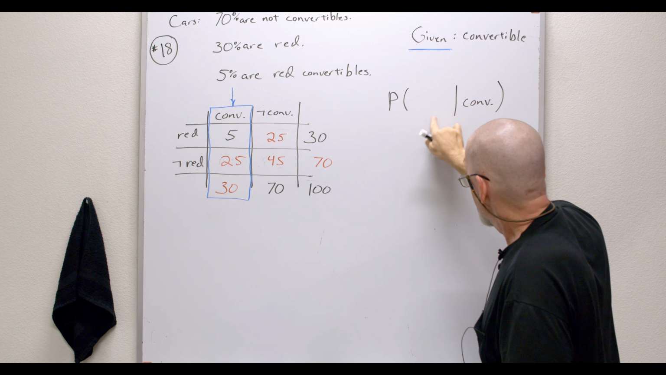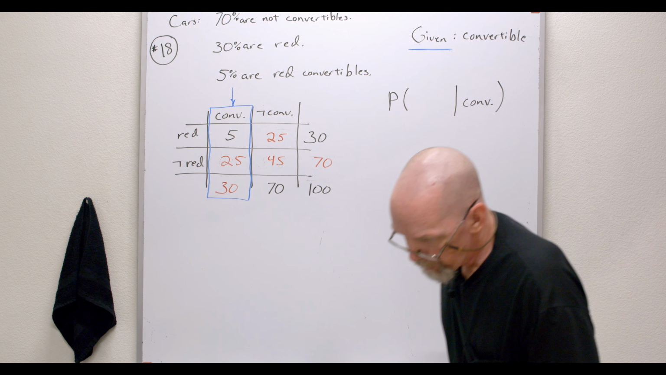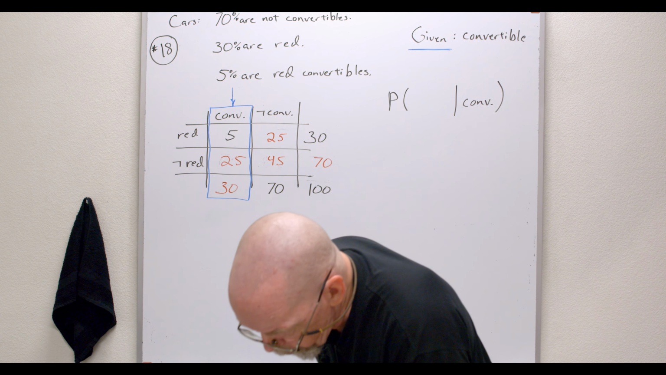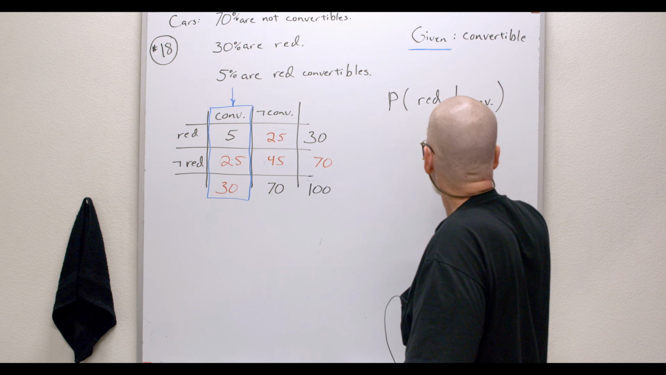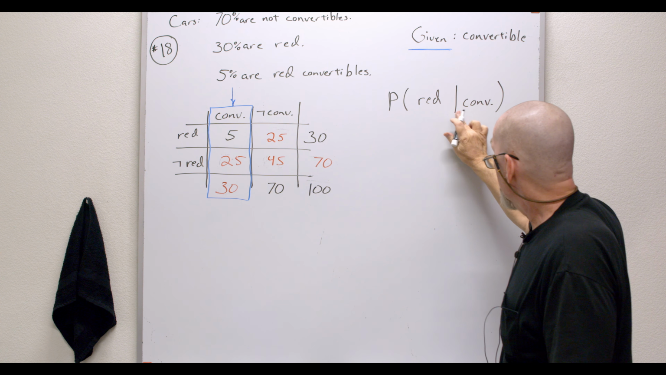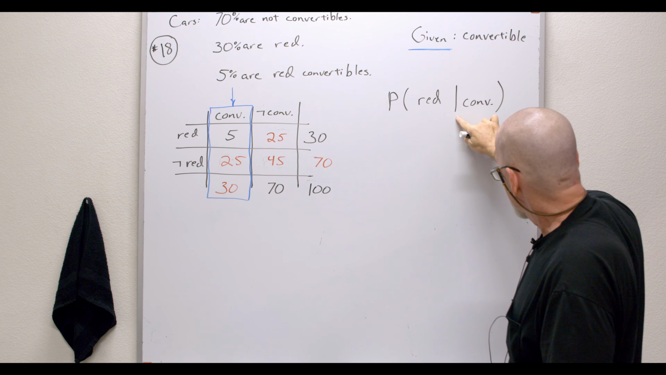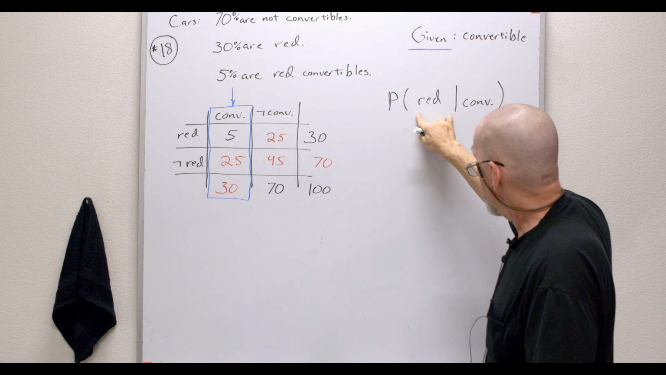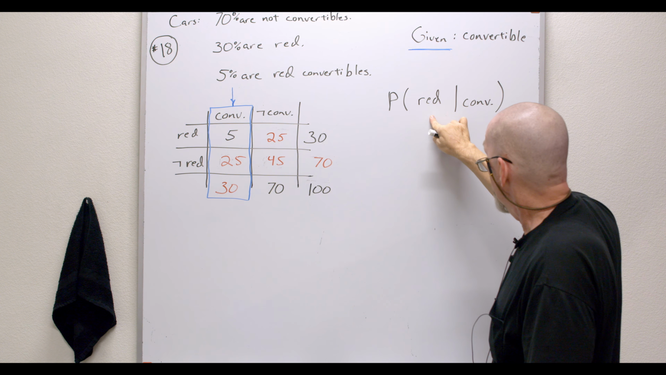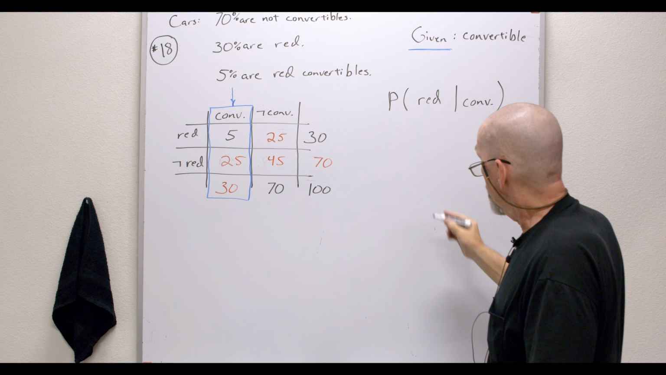So this probability, when you see something here, I think they said red, what is the probability that it is red? A lot of times people misread these. That's the given, and you are given convertible. Right? We don't know it's red. They're asking us what the probability is that it's red, given that it's a convertible.